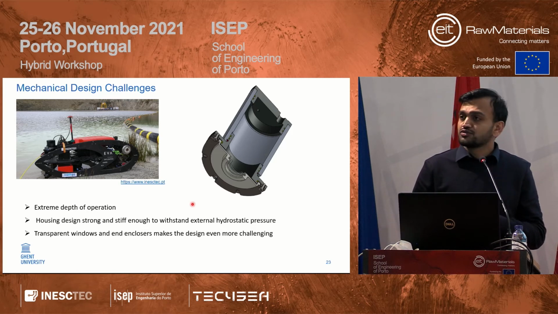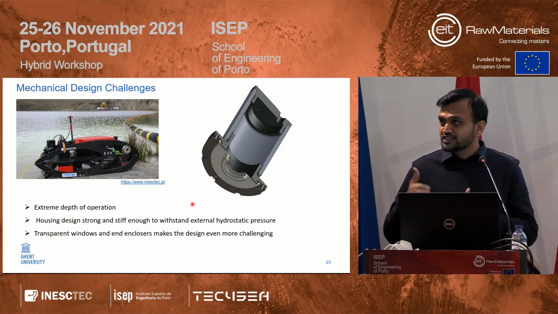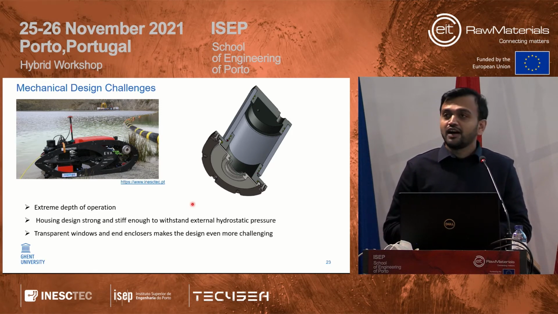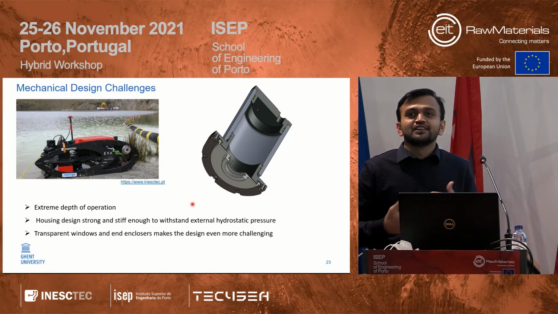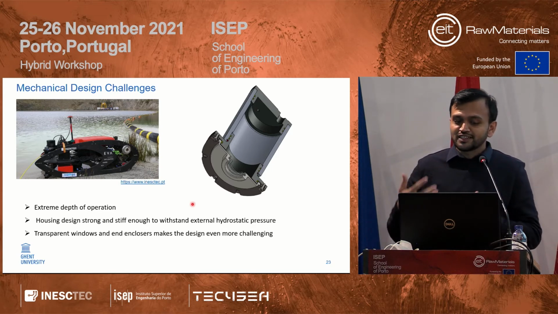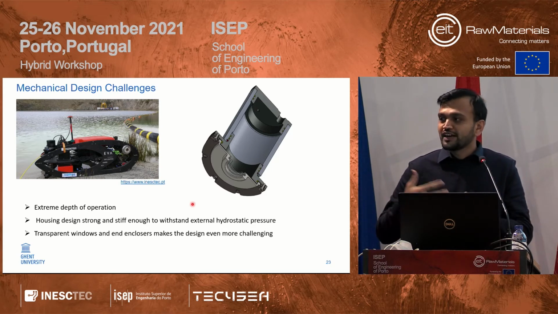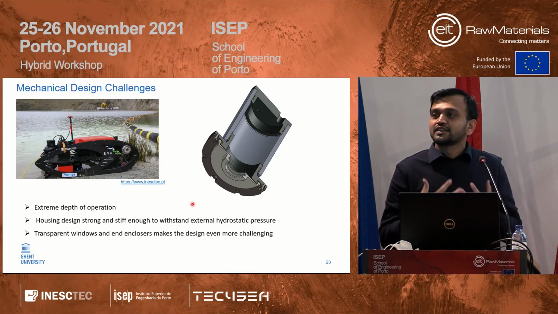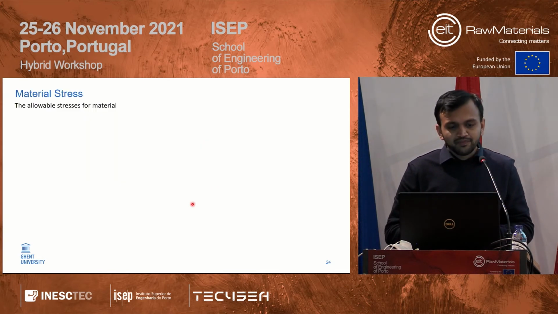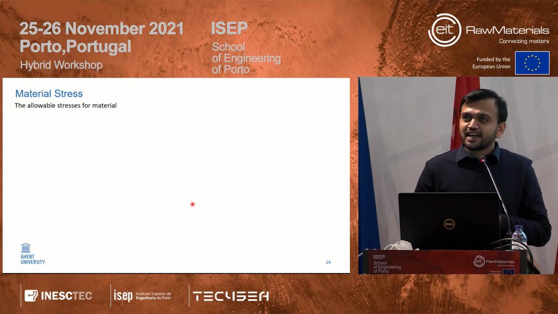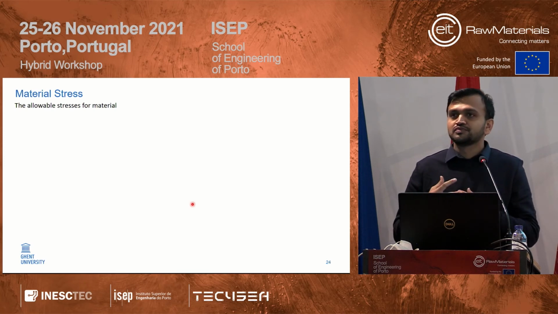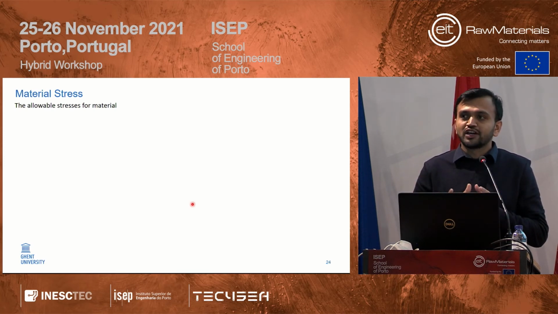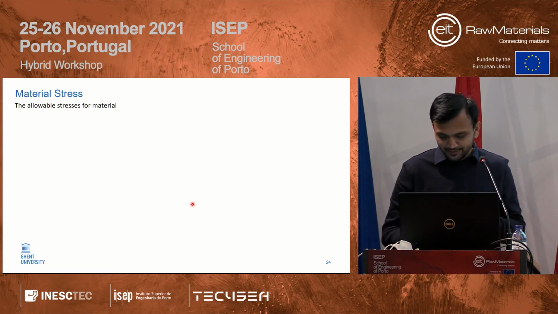The second one is that the housing has to be strong and stiff enough to withstand these kinds of pressure. Of course, the researchers and the geologists want to introduce transparent windows to communicate with the outside and to capture pictures, and enclosures. It makes the environment even more challenging to design mechanical housings. As a design engineer, I'm going to give a brief introduction about how we dimensionize, or calculate the dimensions of, the mechanical components.